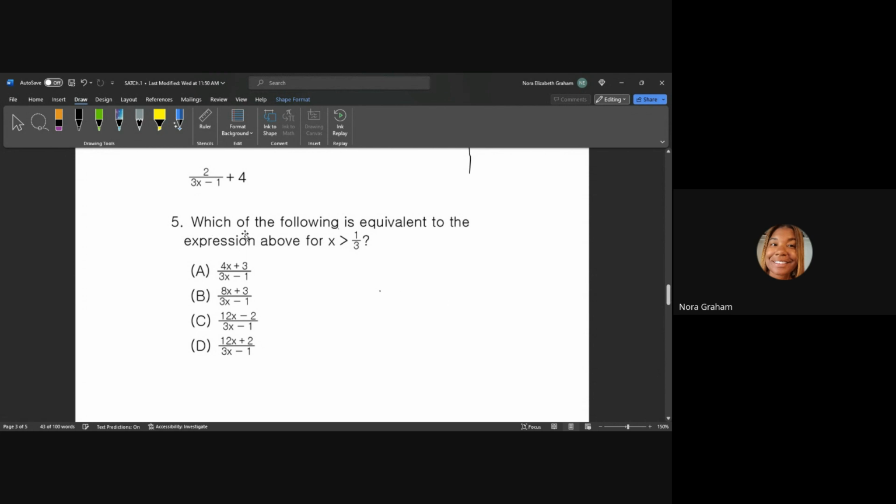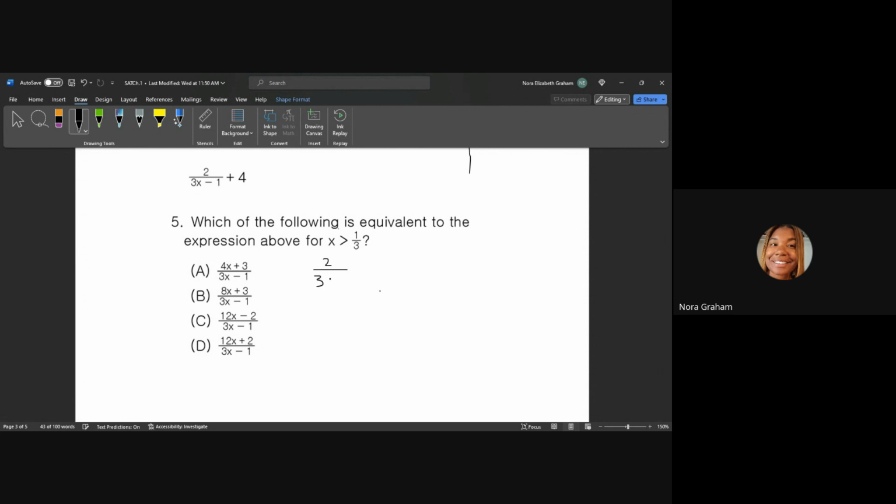So for this one, which of the following is equivalent to the expression above for x more than 1/3? Again, I'm going to show you the mathematical way to solve this. After that, I'll show you a trick that you can use if you're not sure of the way to solve this. This section is called rational expressions. So right now we're adding rational expressions. Let me rewrite it right here and show you all the work.